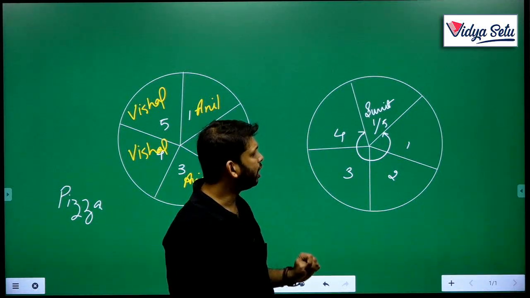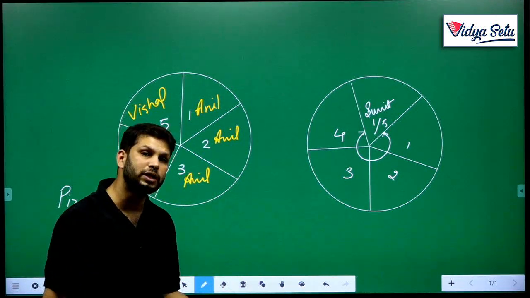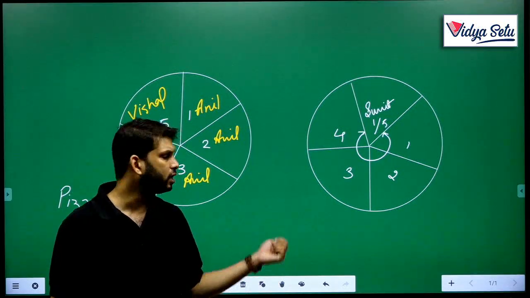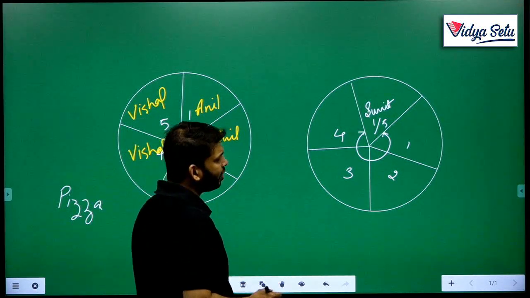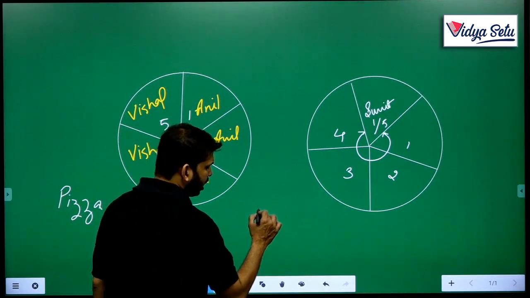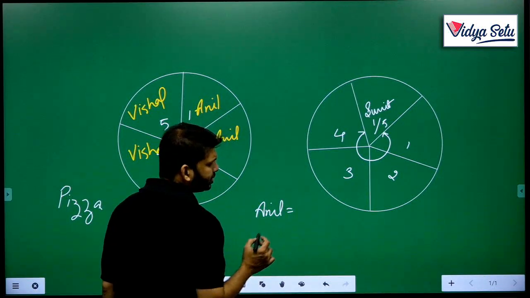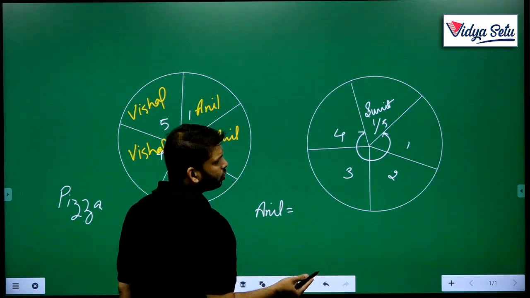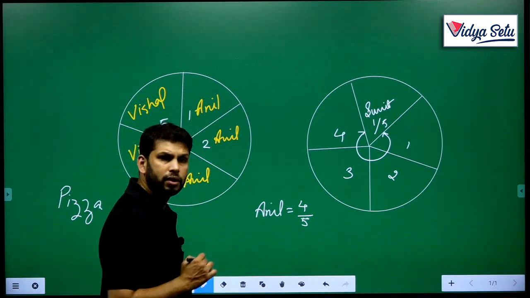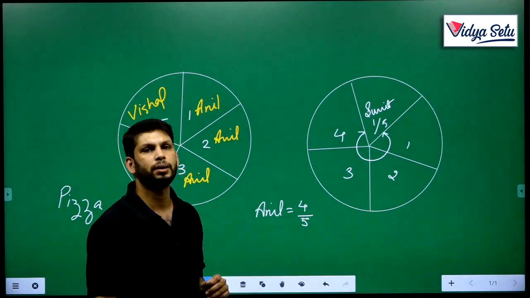How will Anil and Vishal divide these 4 pieces amongst themselves? If the question mentions it, very good. If the question does not mention anything, what will happen? They'll divide in their old profit sharing ratio. So for Anil, how much is remaining? Earlier he was having the whole pizza, now only 4/5 share is remaining for him. Why 4/5? Because 1 upon 5 has already been taken by Sumit.